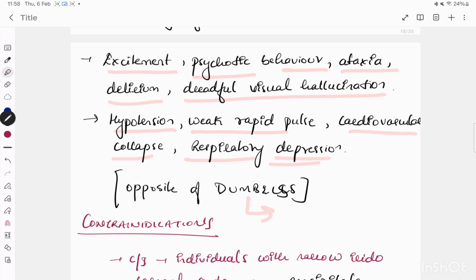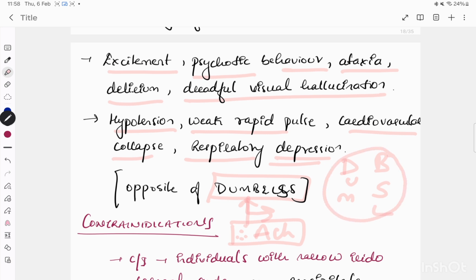Right, so you can just remember a mnemonic known as DUMBBELS. This mnemonic is nothing but the action of acetylcholine. The action of acetylcholine causes diarrhea, urination, miosis, bradycardia, salivation, and lacrimation. The opposite of all of these happens with atropine. All of these only you need to write in the side effects.